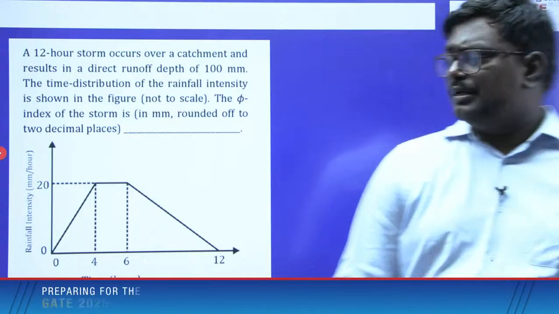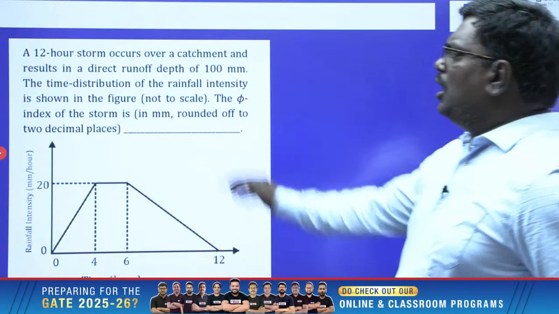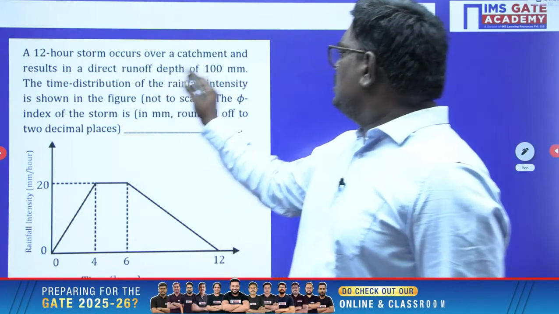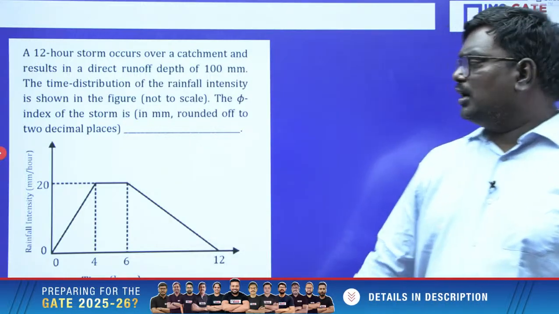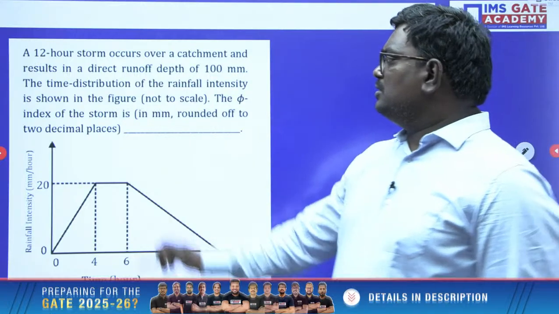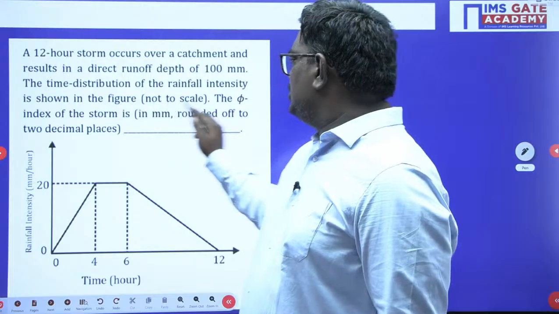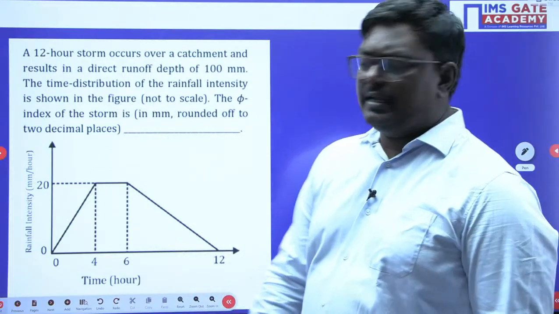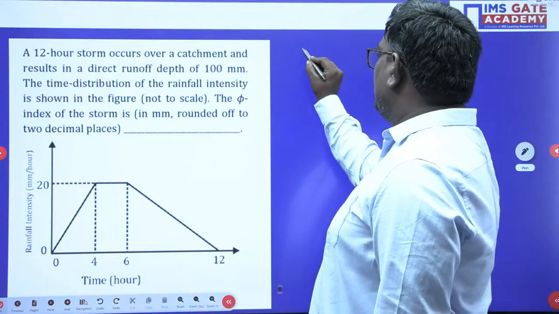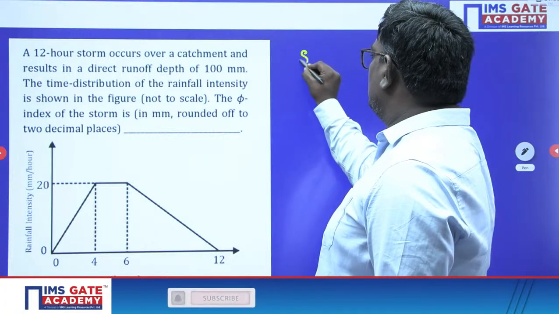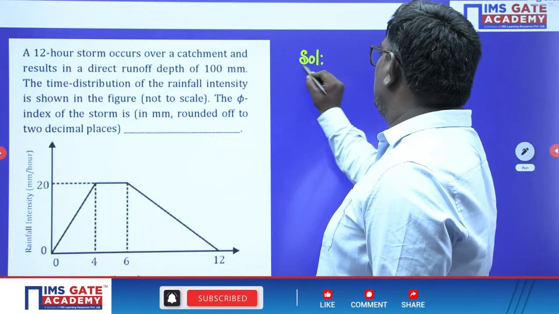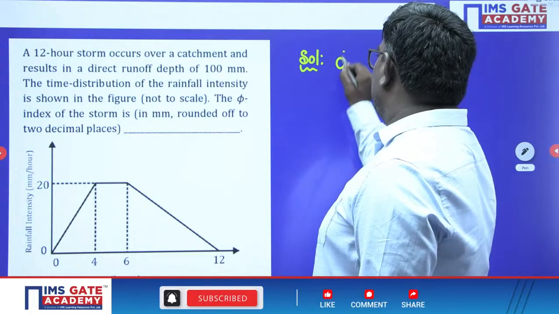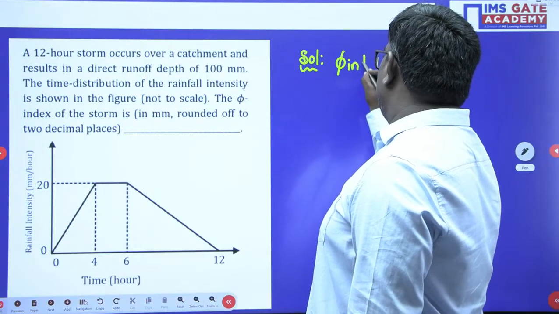Now see, the question here is: a 12-hour storm occurs over a catchment and results in a direct runoff of 100 mm. The time distribution of the rainfall intensity is shown in the figure. What is the phi index of the storm? So they are asking what is the phi index.